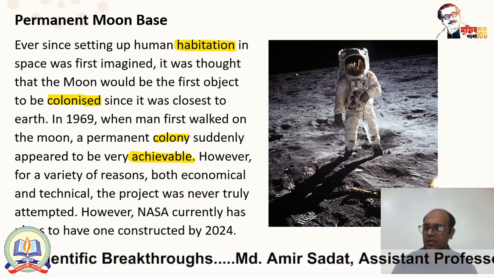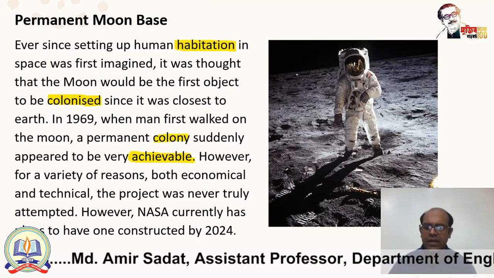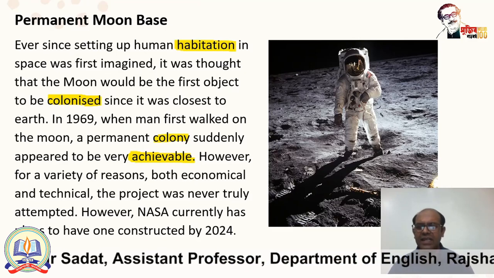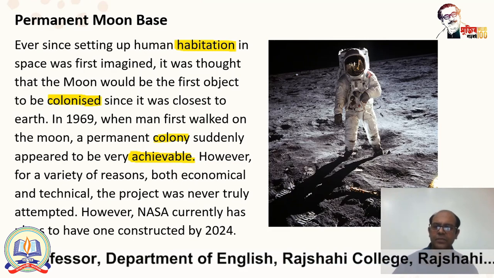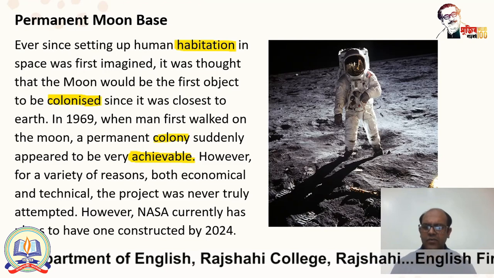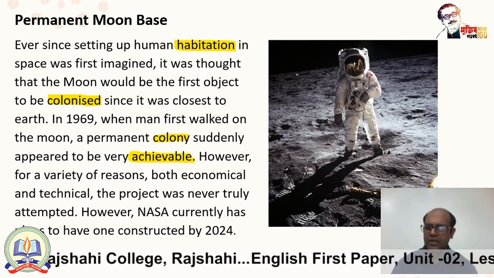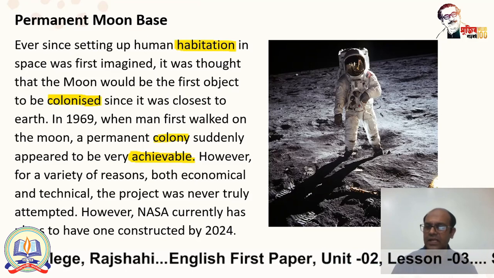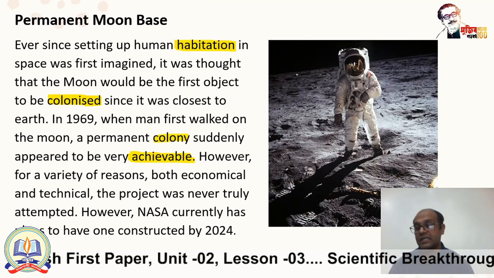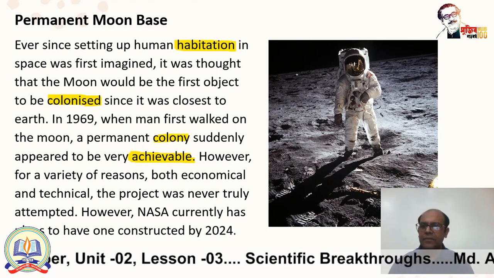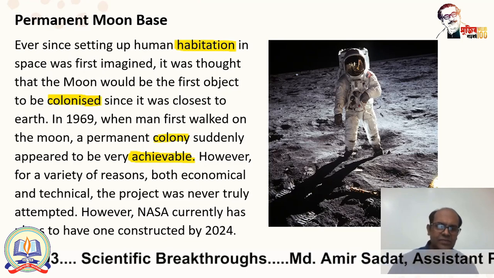So here is another word, colony. What does it mean? It means a group of people of one nationality or race living in a foreign place. So human beings want to make their colony on the moon, and it suddenly appeared to be very achievable. Here achievable means possible to achieve.